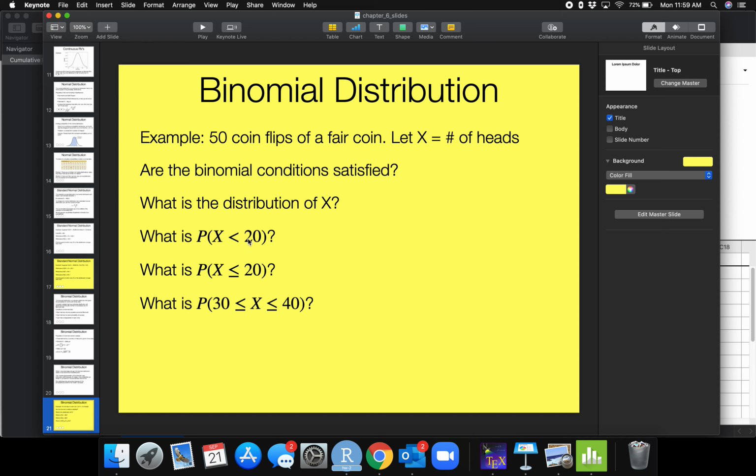The first question is less than 20. And for discrete distributions, that answer is different. In continuous distributions, the answer would be the same, but for the binomial distribution, this answer is different. So I'll leave you to figure out what to do for less than 20. And then for between 30 and 40 inclusive, you also have to do two calculations. But we talked in class about how to handle these in-between situations. Okay, so that's the end of chapter 6.